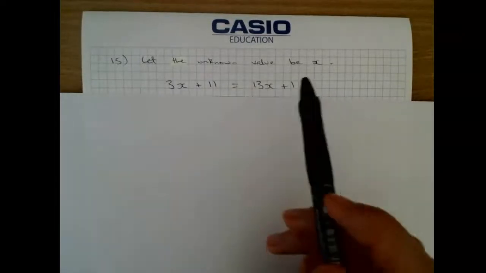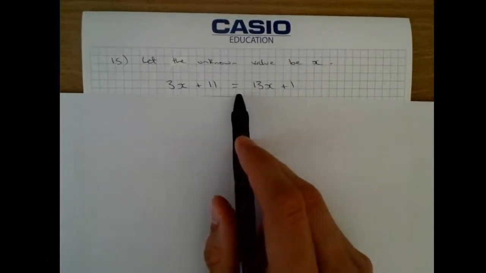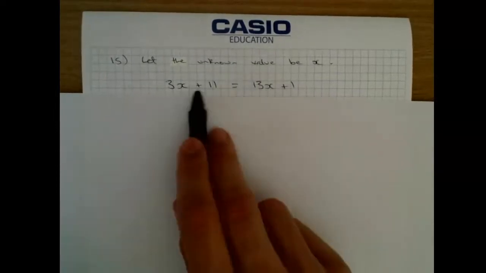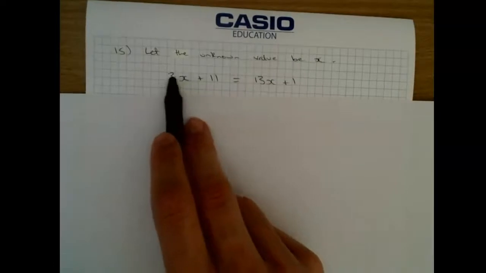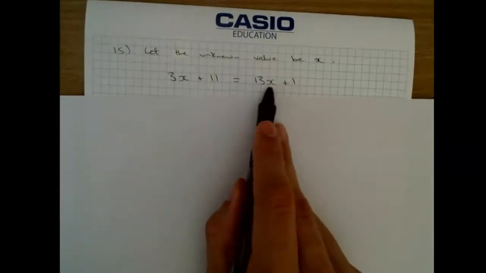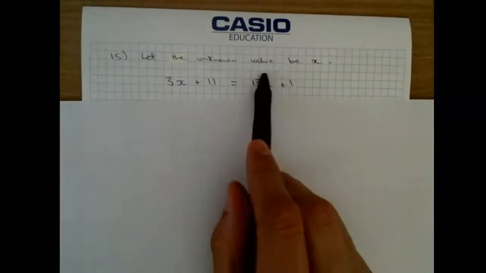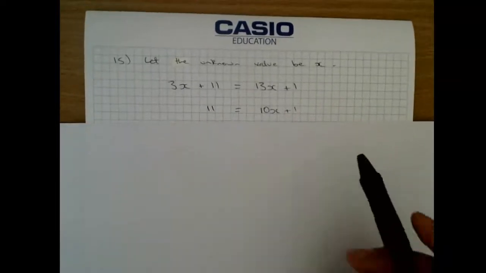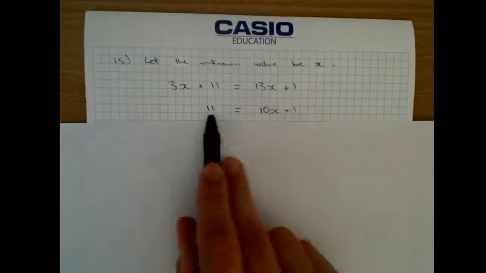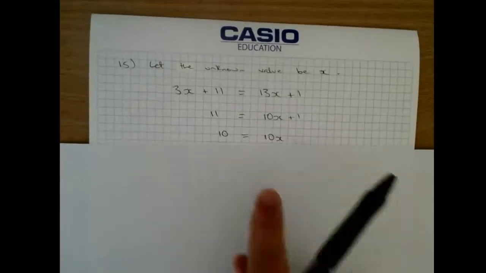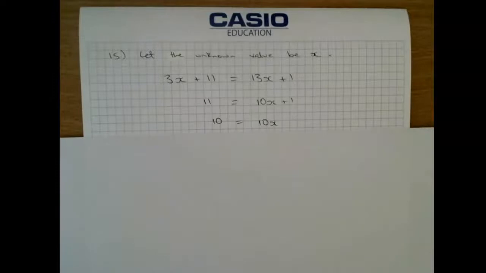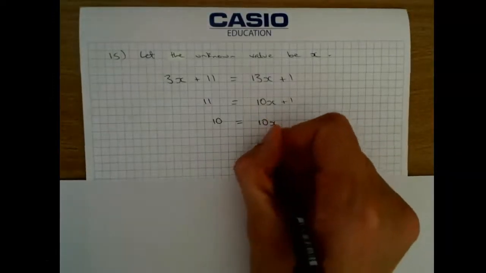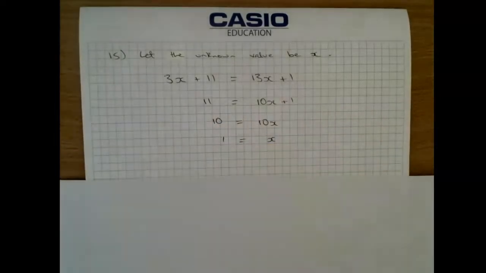Now I need to solve the equation. So I'm going to get all my x's by themselves. So if I subtract 3x from both sides of the equation, I would have no more x's on the left hand side, and I would have 10 x's here, because 13x minus 3x is 10x. The rest stays as is. Then if I subtract 1 from both sides of the equation, I'll be left with 10x is equal to 10. And then if I divide both sides of the equation by 10, x is going to be equal to 1.